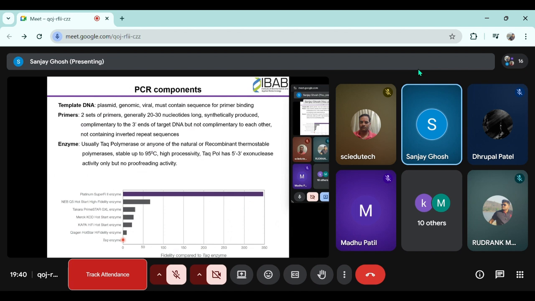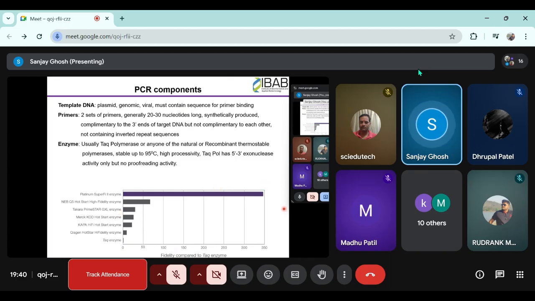Of course, the more you go towards the top, the more you have to pay for the enzymes. And it is not always possible for all labs to afford these enzymes. So most labs will work somewhere in the middle, where they have to manage between proofreading and processivity, right?